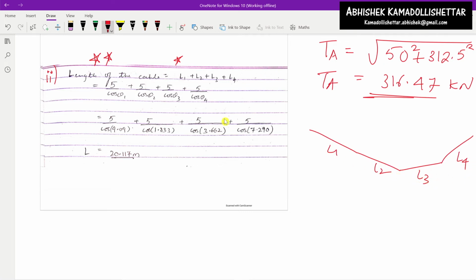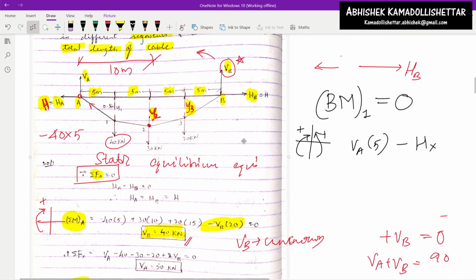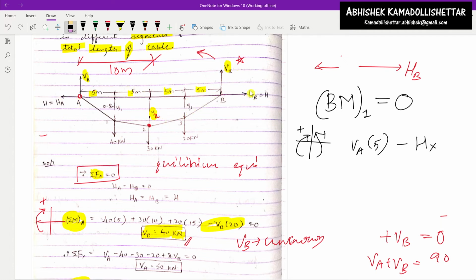How will you calculate that? It is L1 plus L2 plus L3 plus L4. To calculate the length, I'll just show you the diagram here, very important. I'll just rub this unwanted part. So this is L1, this is the length L2, L3 and L4. Now if you want to calculate the length L1, there is already 90 degrees here, and here also there is 90 degrees.